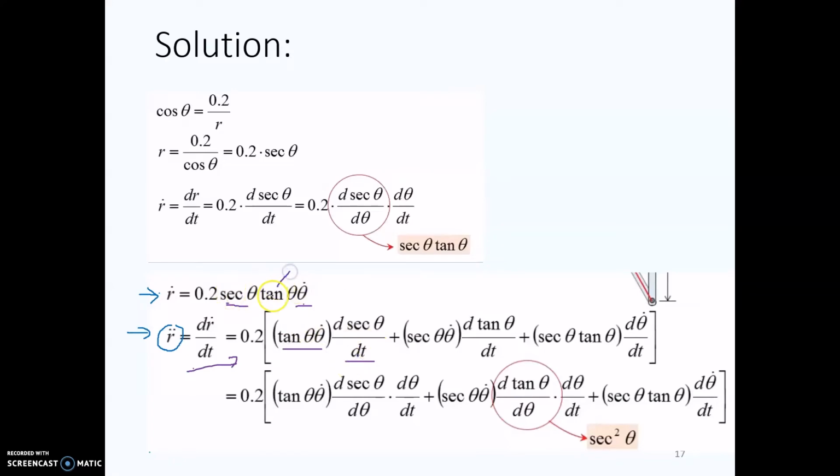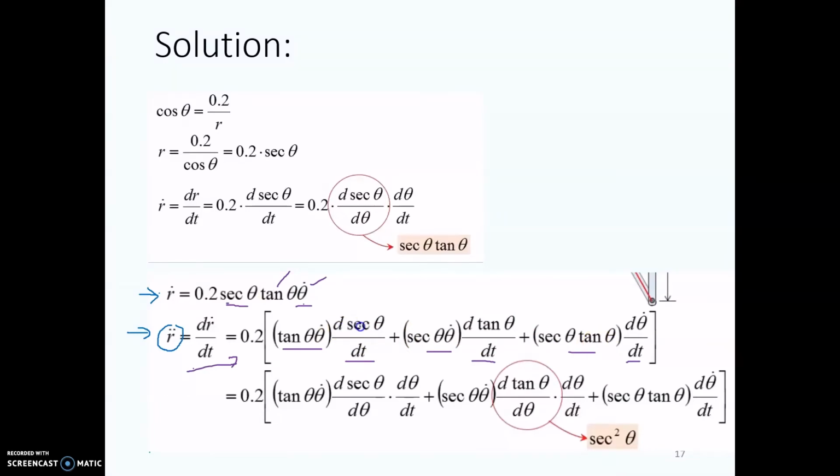Then you continue to differentiate tangent, and take the secant and angular velocity to be constant. Lastly, you differentiate the angular velocity, and you take the secant and tangent to be constant. So with that, you obtain the differentiation result.